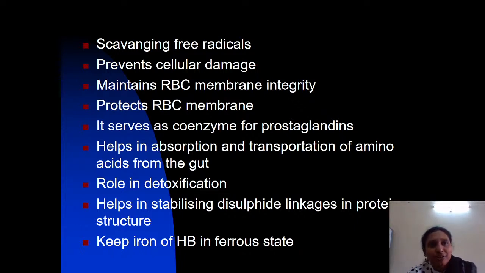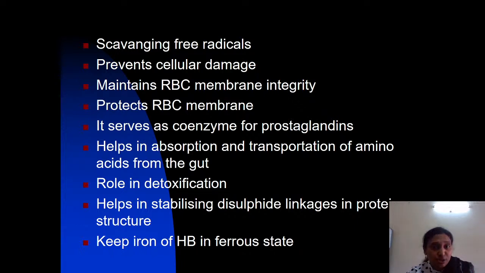The reduced form of glutathione, that is GSH, plays a major role in keeping the iron of the hemoglobin in the Fe+2 state, thereby maintaining the RBC membrane integrity. If you remember, in hemoglobin, iron is always present in the Fe+2 state, that means the ferrous state. It is constantly maintained by glutathione, and thereby it maintains the RBC membrane integrity.